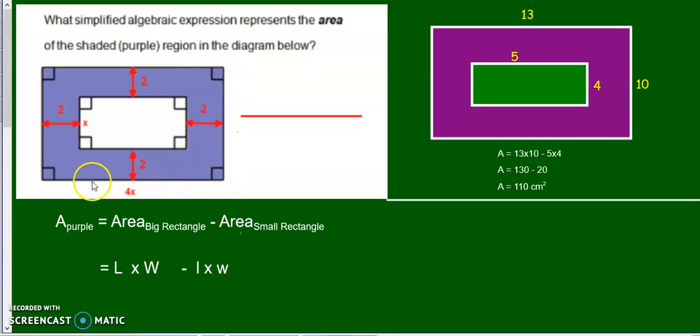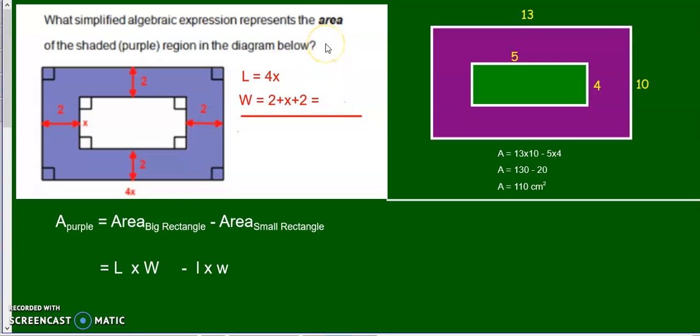Okay, what is the big length? Well, it's 4x. This whole thing is 4x. So the length is 4x. Okay, we got that part. What is the width? The width is this thing right here, the width of the big rectangle from here to here. It's all of this, so it's 2 plus x plus 2. One more time: 2 plus x plus 2. So that's the width of the big rectangle.